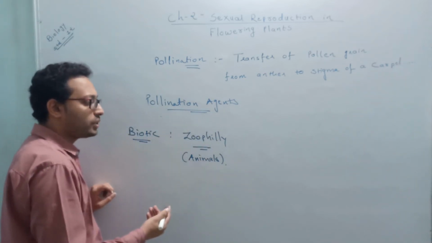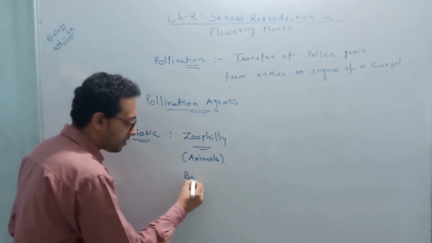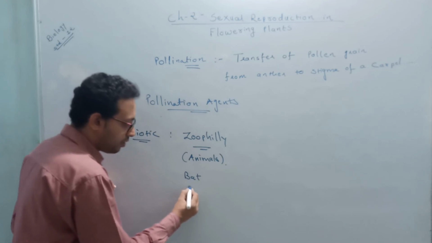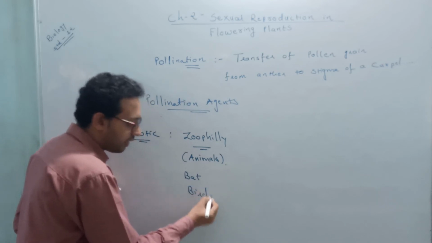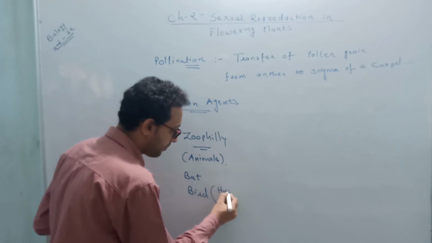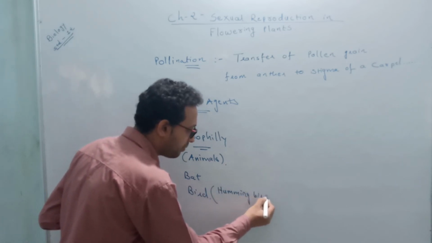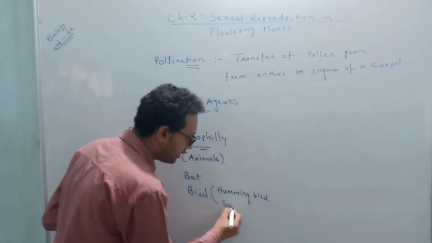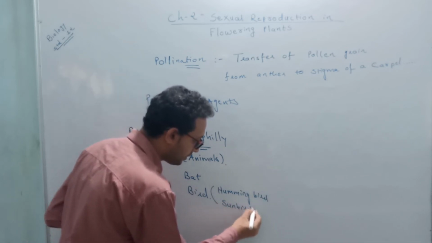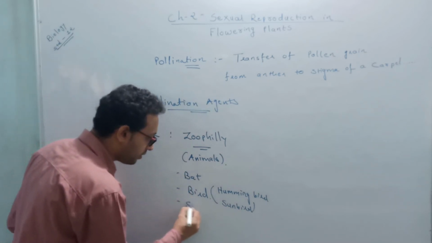Which animals help in the pollination process? There are lots of animals which help in pollination, for example bats, birds like hummingbird. I'm giving you examples which help in pollination: hummingbird, sunbird. These are the birds which help in the pollination process. Squirrel.